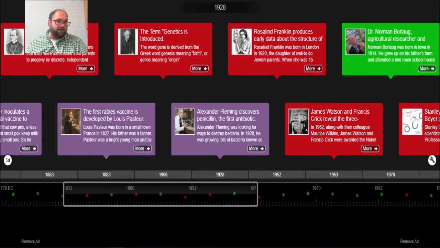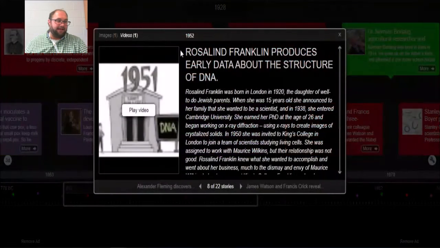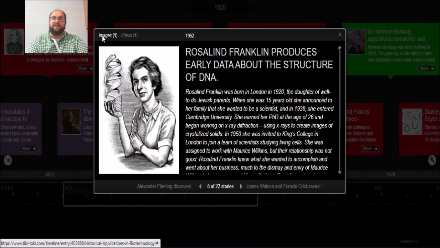So let's pick back up, skipping from 1928 into Rosalind Franklin and her contribution to the discovery of DNA. In 1952, Rosalind Franklin, who was an incredible scientist at King's College, did early research using X-ray diffraction to learn about the structure of DNA. And what she did is she used X-rays to create images of these crystallized solids, okay?